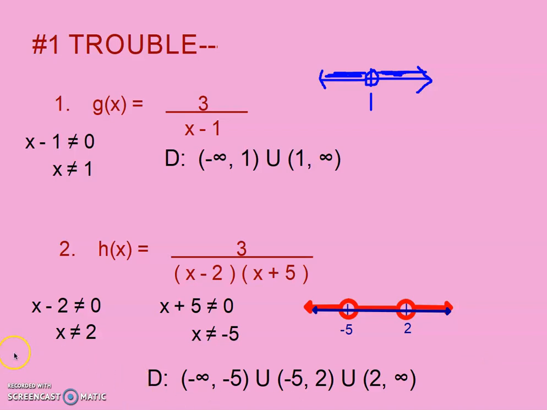So troublemaker number 1 is if you have a fraction, you take the denominator, you might have to factor it first, set it equal to 0, and those are the numbers that can't be part of the domain. Everything else is part of the domain.